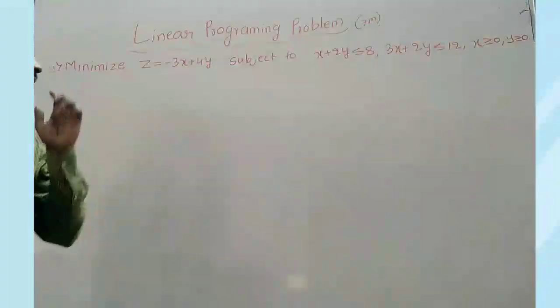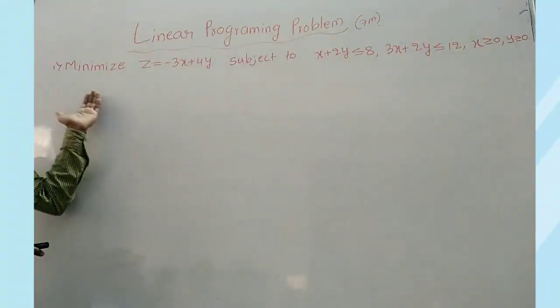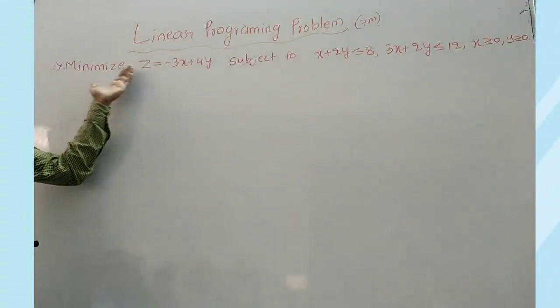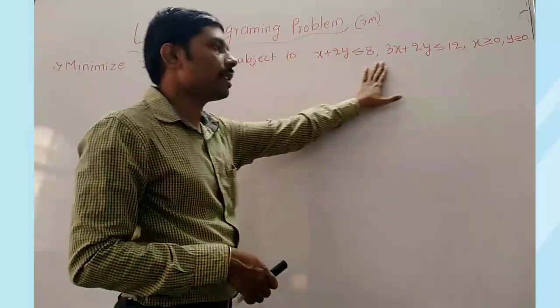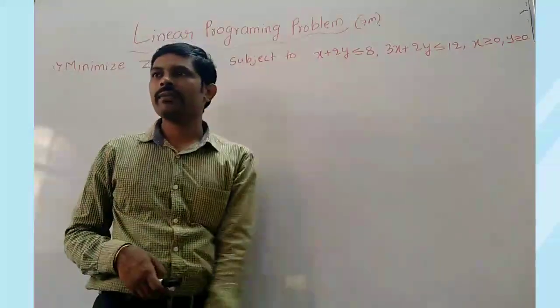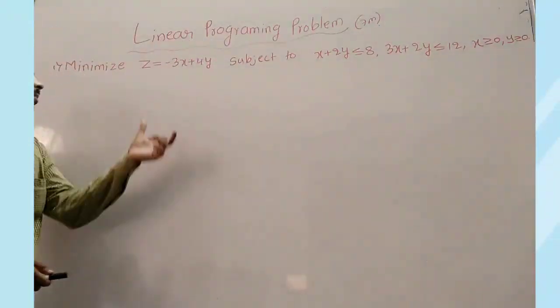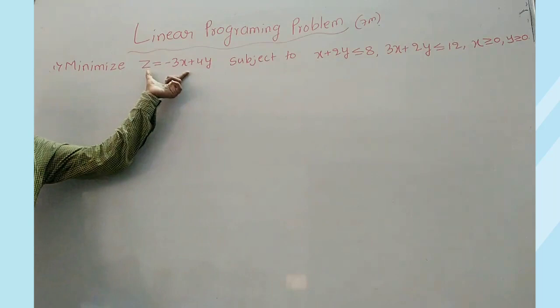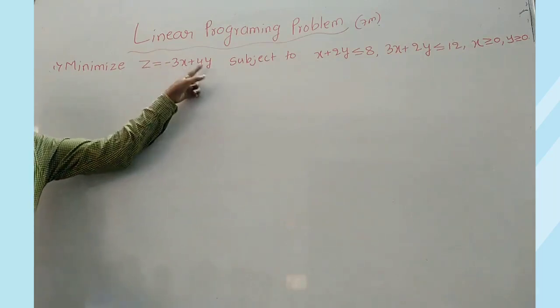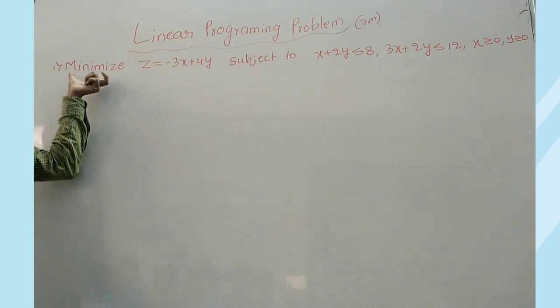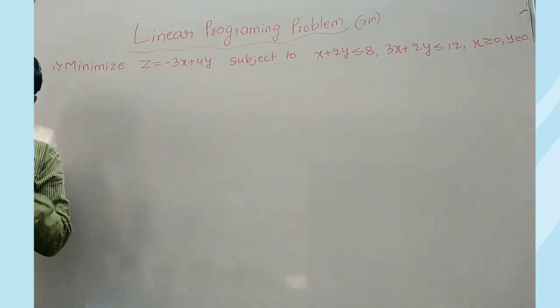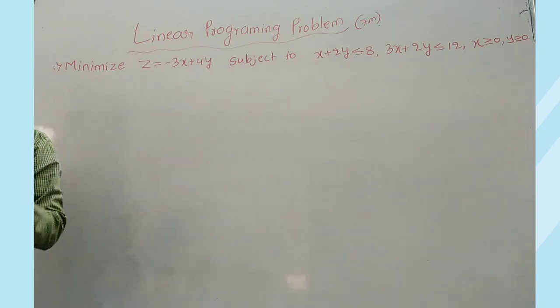Okay, so in the linear programming problem, we will discuss the first question. Minimize z equals minus 3x plus 4y subject to some constraints, meaning some conditions are given. Students, observe here, this is called the objective function, which is of the form z equals ax plus by, where a and b are constants. Now the first definition: minimize means we have to find the minimum value. Maximize means we have to find the maximum value.